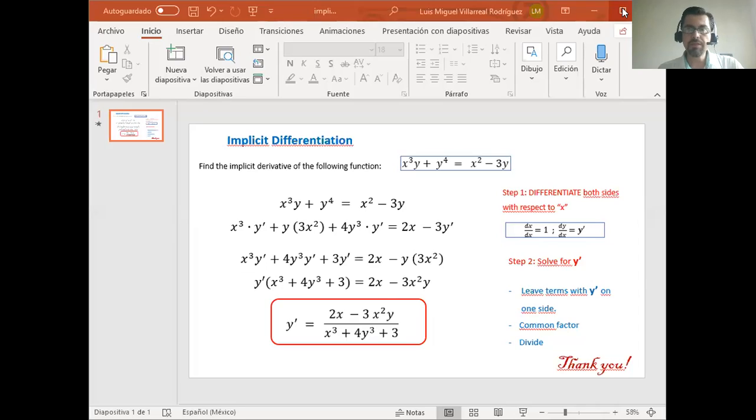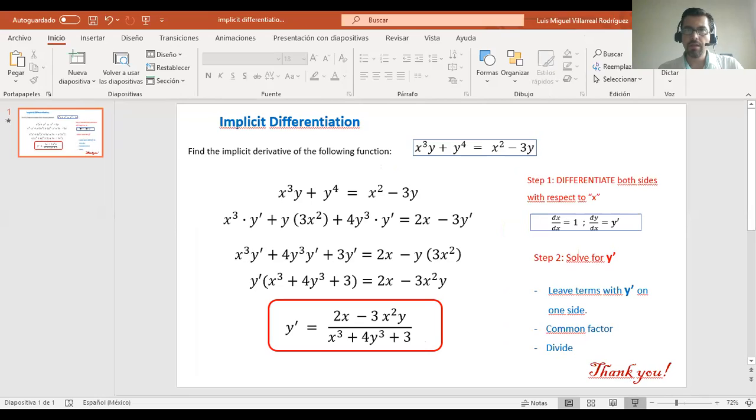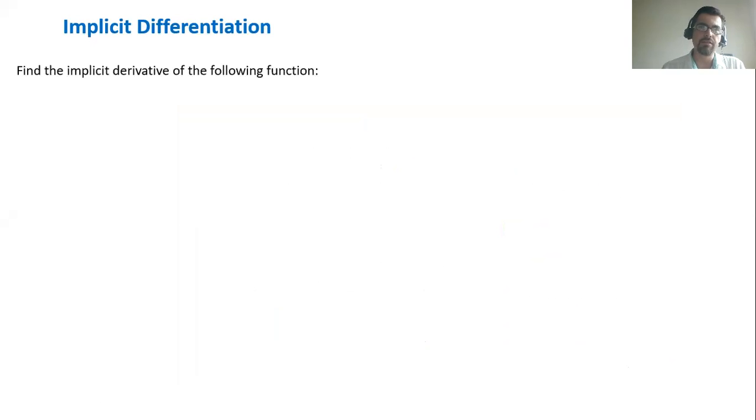Implicit differentiation is when the function you have to find the derivative of is given not as y equals and then the function, but with x and y on both sides of the equation, right? So the topic is implicit differentiation. The instruction says find the implicit derivative of the following function. The function is given not the way it's usually given, not y equals a function of x, but with x and y on both sides of the equation. So this is the challenge, okay?